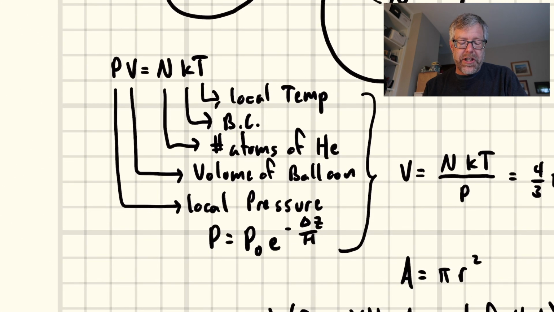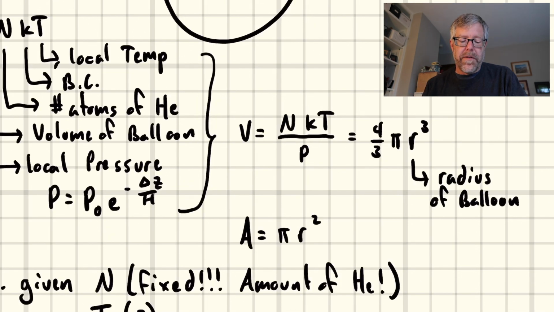The local pressure changes exactly the same as the mass density. P is equal to P naught e to the minus delta z over H, which we'll go over in the Excel spreadsheet. So the volume is equal to NkT over pressure. The volume of a sphere is also equal to 4/3 pi r cubed, where r is the radius of the balloon, which is useful because the area of the balloon is pi r squared. That is the projected area.